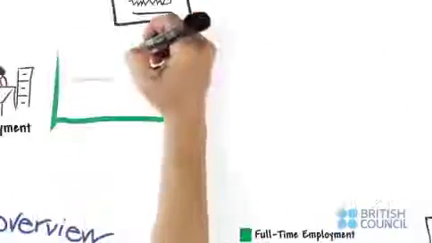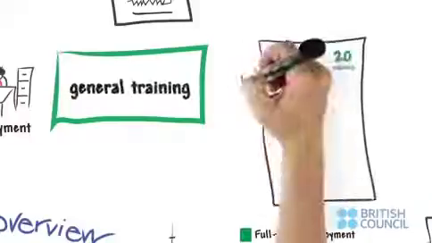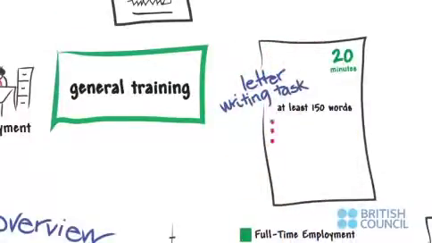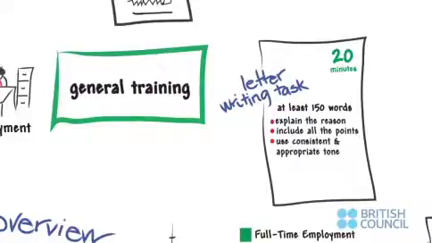In the General Training module, there is a letter writing task of at least 150 words. In this task, explain the reason for the letter. Include all the points mentioned in the question, and use a consistent and appropriate tone.